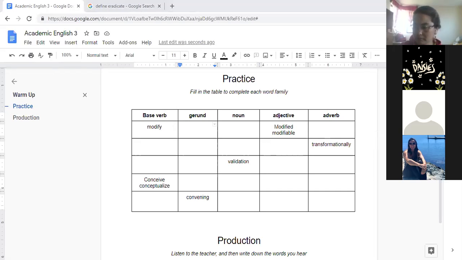How about the gerund? We add ing. I think modifying. That's right, modifying. And one second, Jawida. I'm gonna call on somebody. Thank you for answering. How about let's go to Adit. Adit, okay, what do you think? No, it's okay. Adit, what do you think the noun could be?